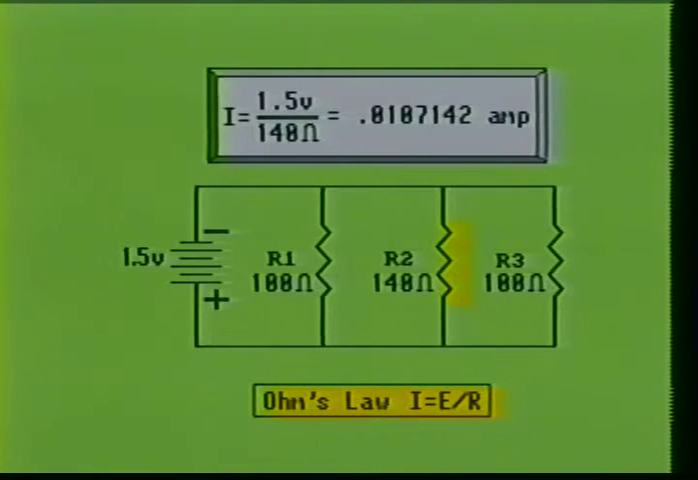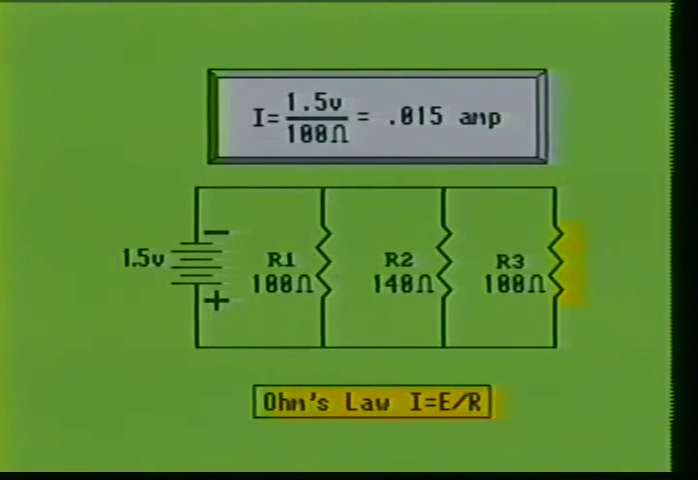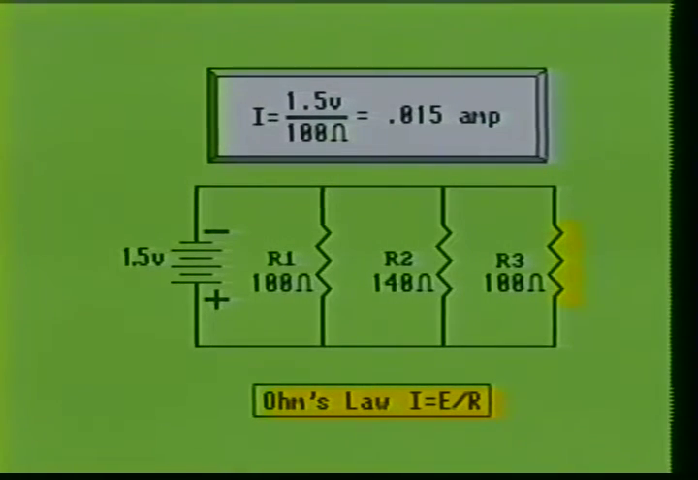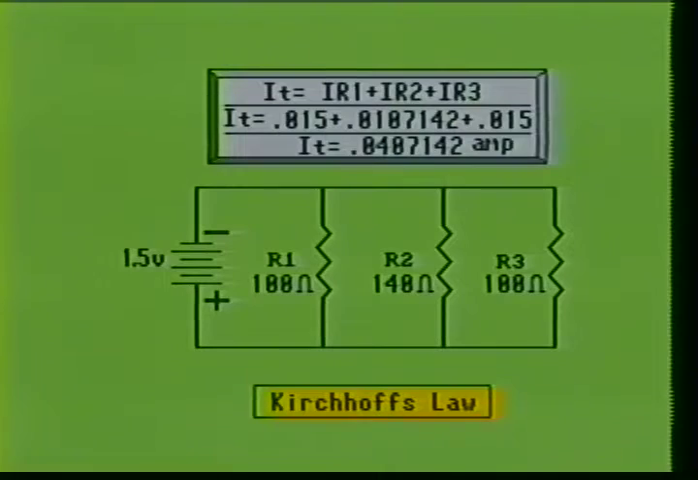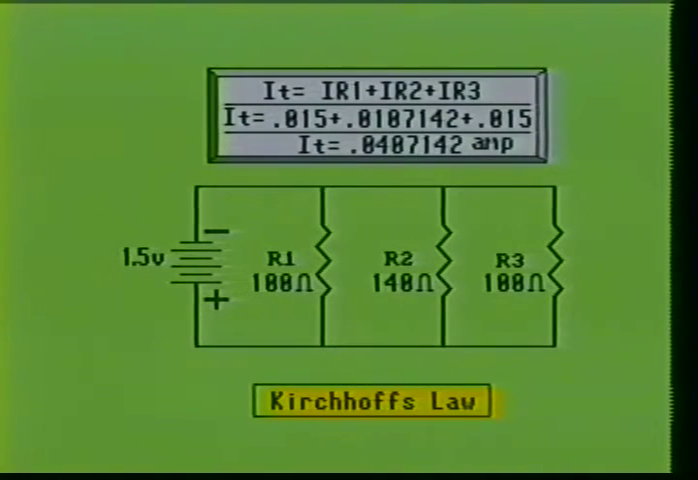We will now calculate for the current flow through the third branch of our circuit. Once again, we divide the resistance into the voltage. The net result shows that there is 15 milliamps flowing through the third branch of the circuit. Now we know the value of current flowing through each of the branches in the parallel circuit. We can use Kirchhoff's current law to calculate for the total current flow of the circuit. When we add the 3 branches together, we get a total current flow of approximately 41 milliamps.